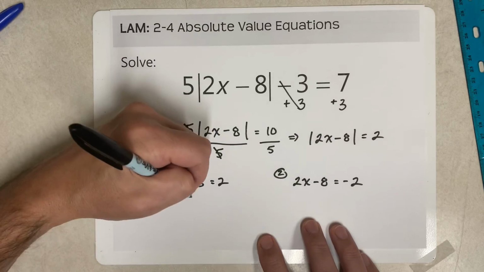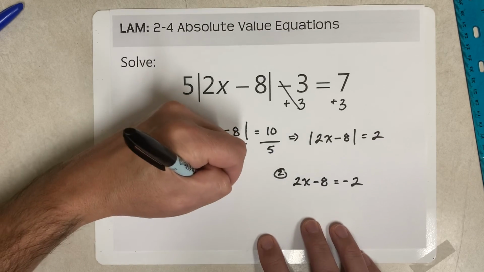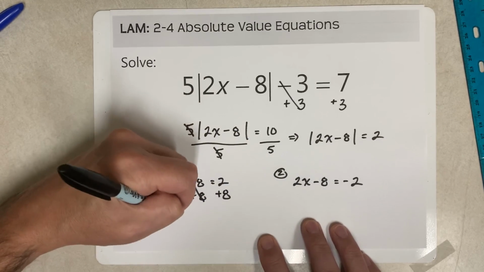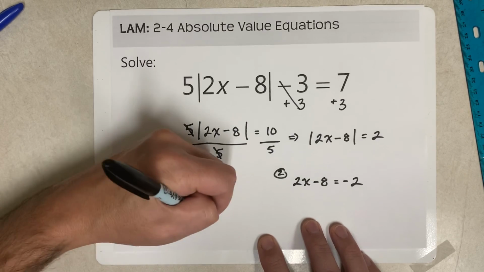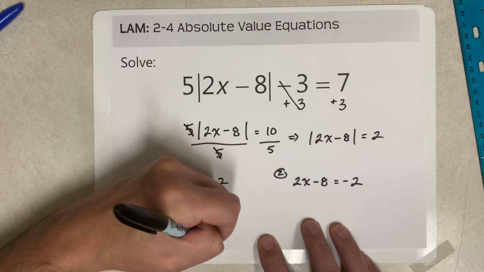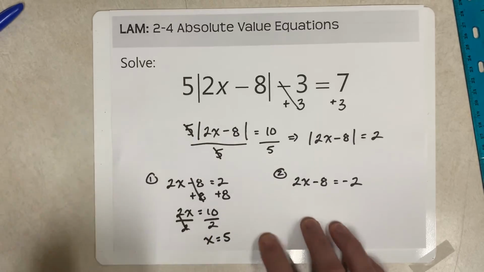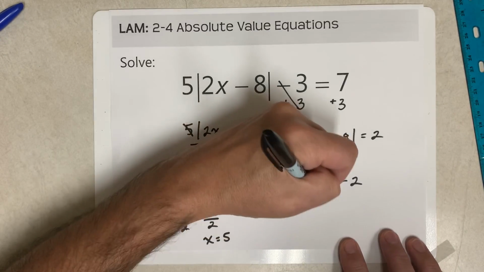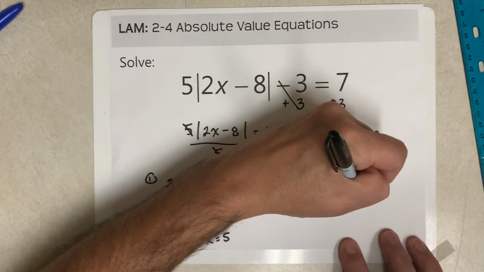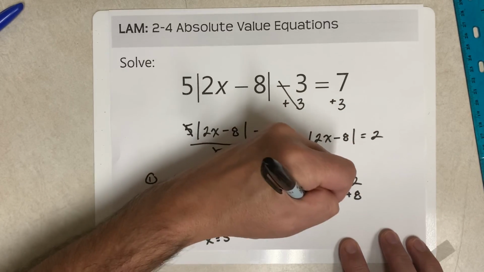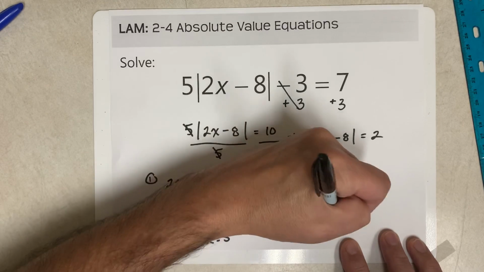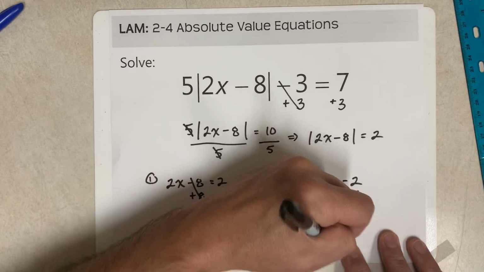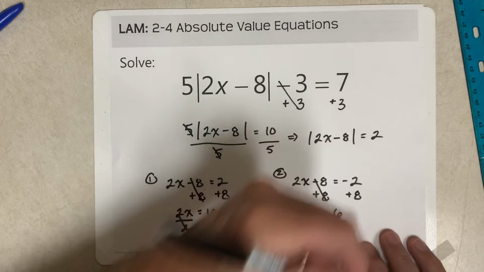All right, so let's go over here. Plus 8, 2x is equal to 10. Divide by 2. And x is equal to 5. Over here, add 8. 2x is equal to positive 6. Divide by 2. And x is equal to 3.